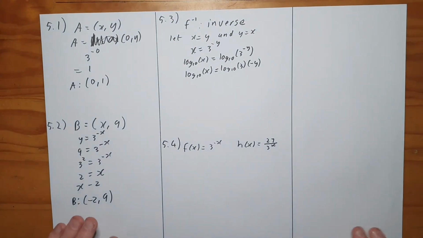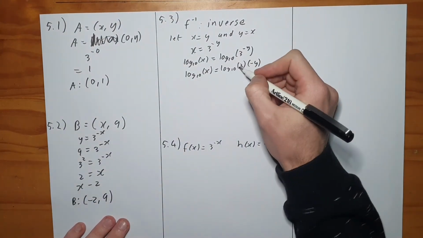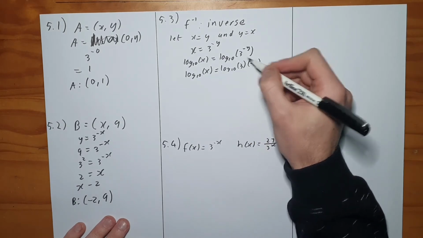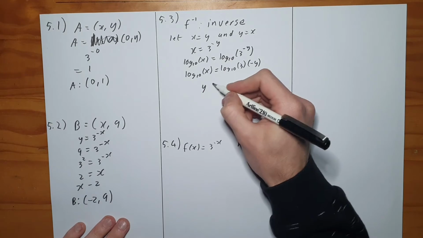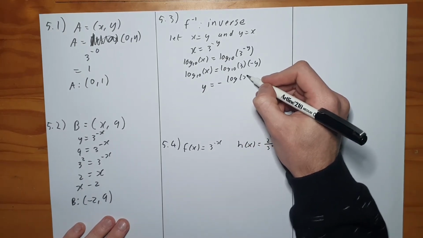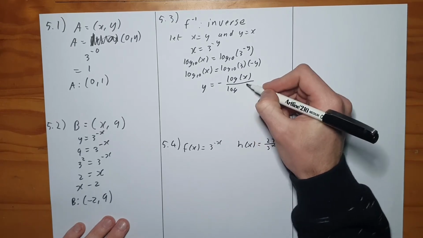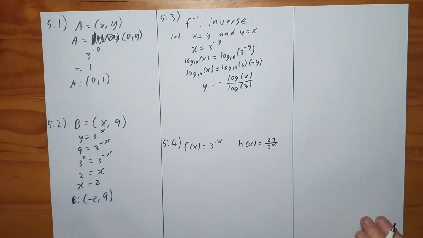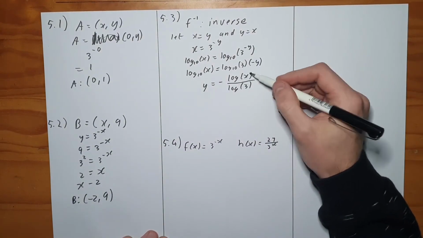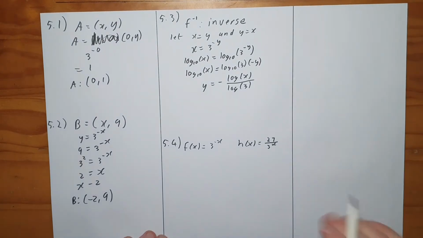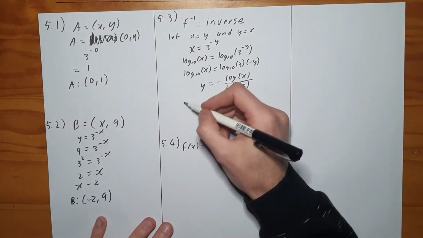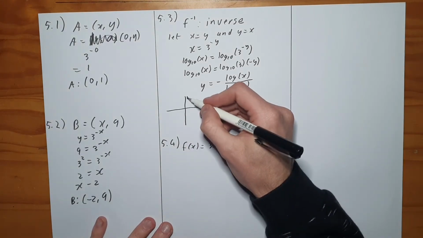Now it's just writing everything in terms of y. So we divide by log 3 on both sides, and we can take the negative over. So you should get y equals negative log of x all over log of 3. Okay, so we've got two log functions being divided. You can write it as log x minus log 3 if you want to, but I'm going to leave it in this form. We're dealing with a negative log function, so it's going to look something like this.